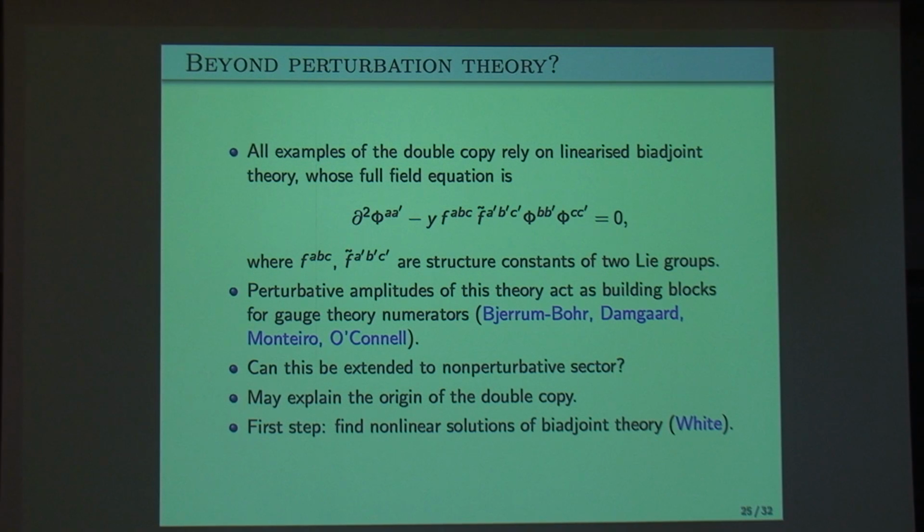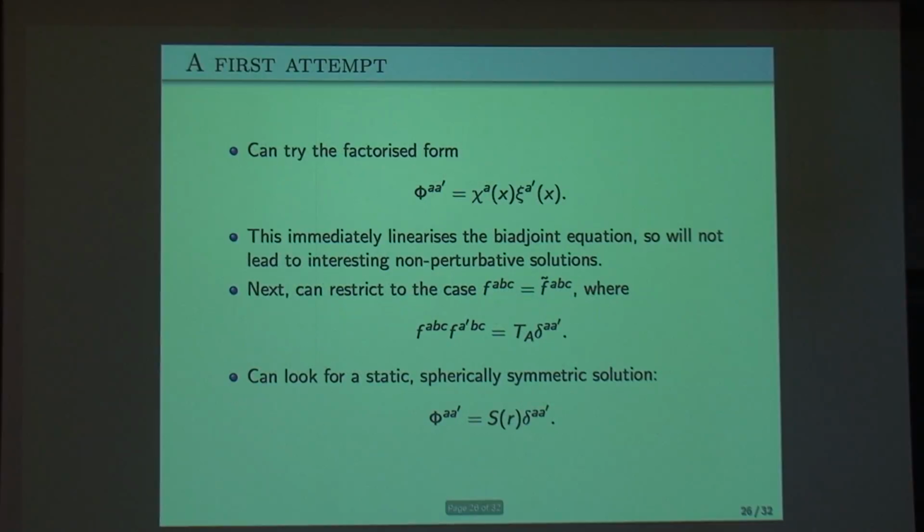So the first step in this approach is to find some non-linear solutions of the biadjoint theory. So just for fun, I shall show you some. As a first attempt to solve this theory, you might try the following factorized form. So you could say, well, let's say these two types of charge don't really talk to each other. We can factor them off in this way. You'll find if you do that, that immediately linearizes the biadjoint equation, so it doesn't actually lead to any interesting non-perturbative solutions. Somehow to get a kind of soliton-like excitation of this field, you need both charges talking to each other to kind of build the thing up.